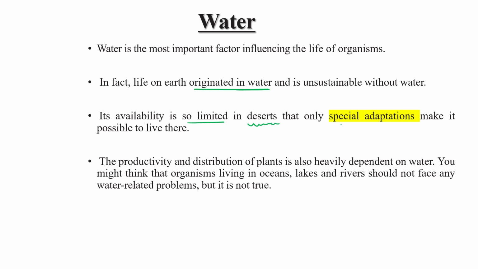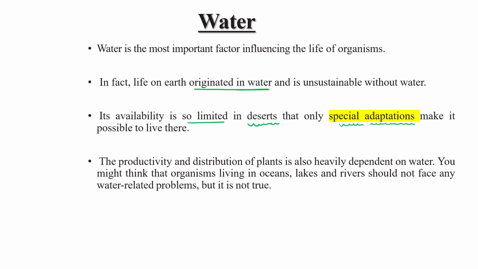So only those animals or those types of plants are able to survive in that particular area which have special adaptations. So animals and plants have special adaptations to make it possible to live there, like cactus plants, like camels, whose feet are very flat, cozy type of feet. Okay, so the productivity and distribution of plants is heavily dependent on water.